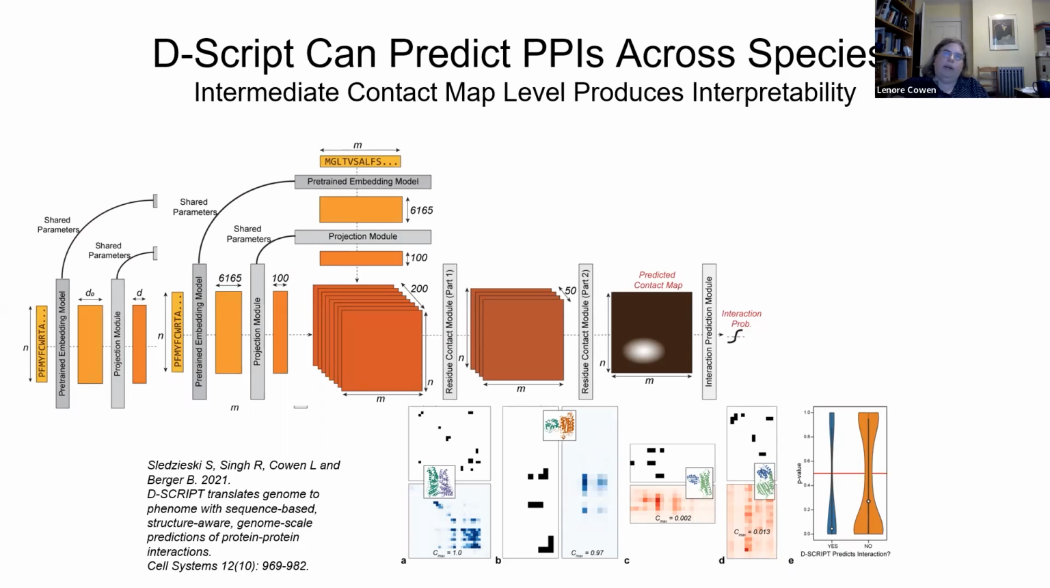So we never read that out. The readout of the model when it's end-to-end trained is just the binary interaction prediction. But this is some sort of evidence that in the middle, when it's saying, yes, I think these two proteins interact, it really does somehow have some sense of what that interaction surface looks like. Okay, next slide.